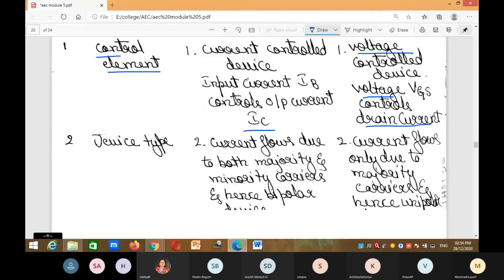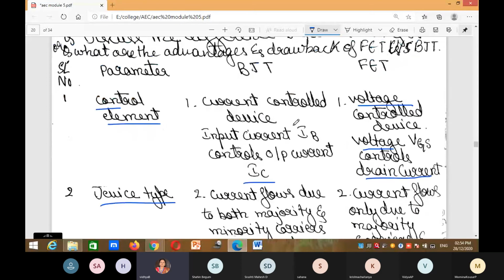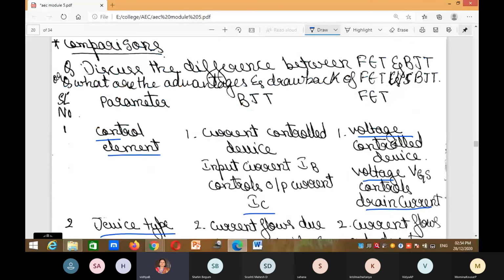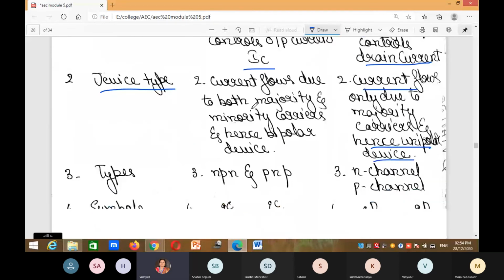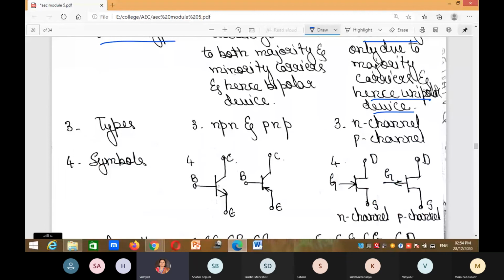Device type. In BJT, current flows due to both majority and minority carriers, hence it is called a bipolar device. But in FET, current flows only due to majority carriers, and hence it is a unipolar device. Types: in BJT, NPN and PNP. In FET, N channel and P channel.